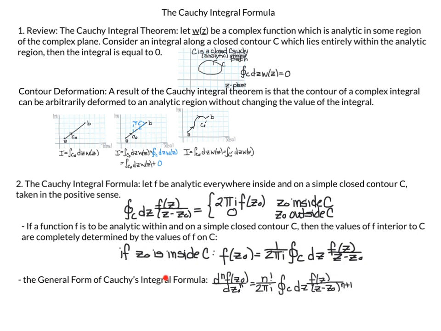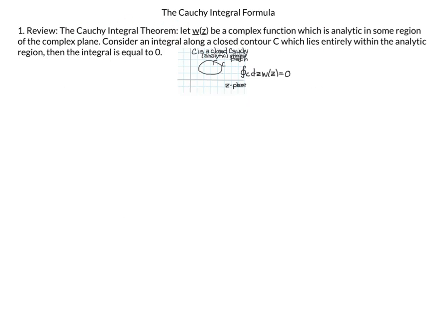And finally, we have the general form of Cauchy's integral formula, which we get by taking the derivative of both sides of this equation with respect to z naught. And we'll go over this as well as an example. That covers our brief overview, so now we'll go back and review the Cauchy integral theorem.